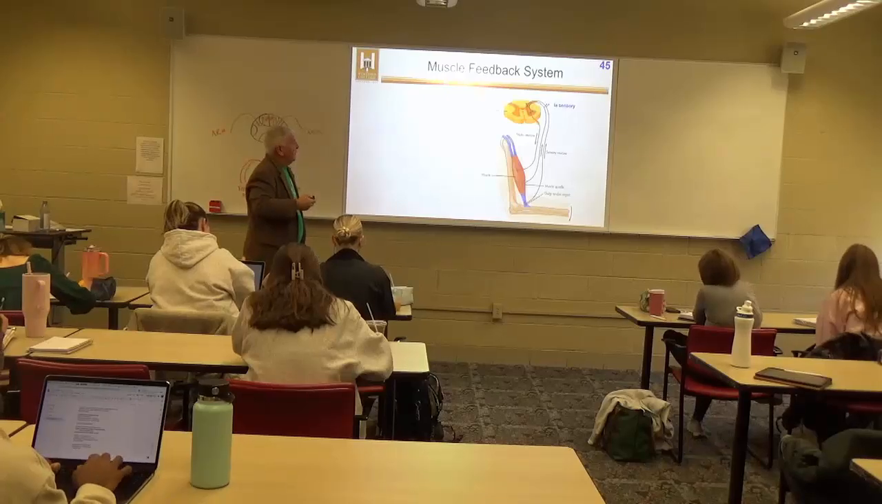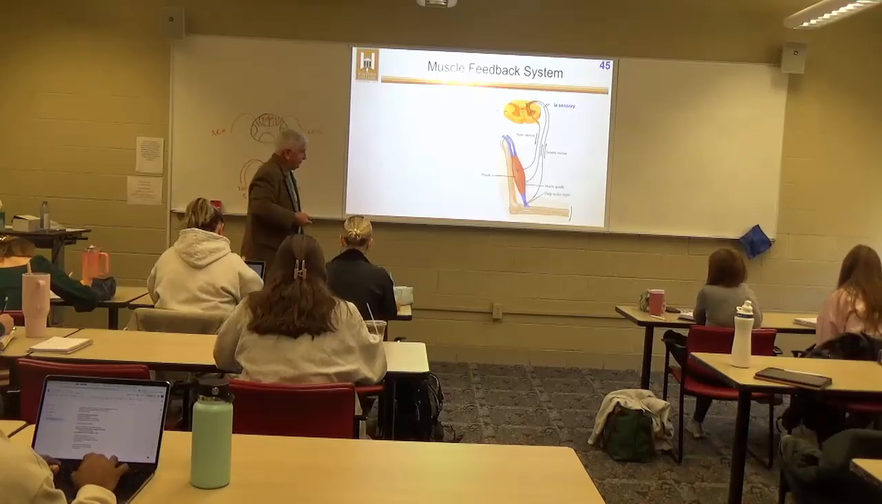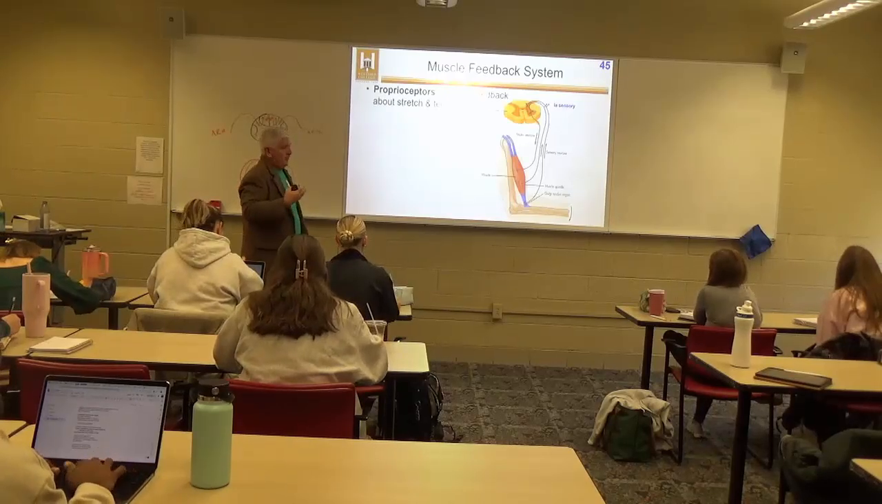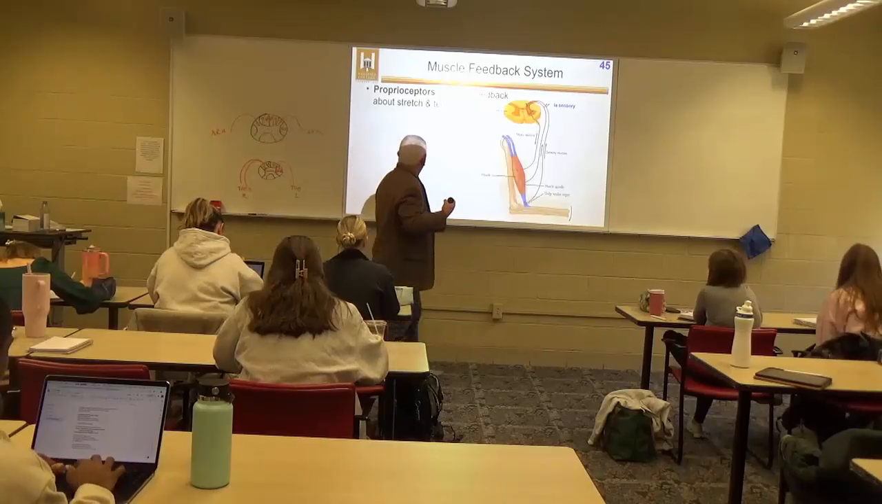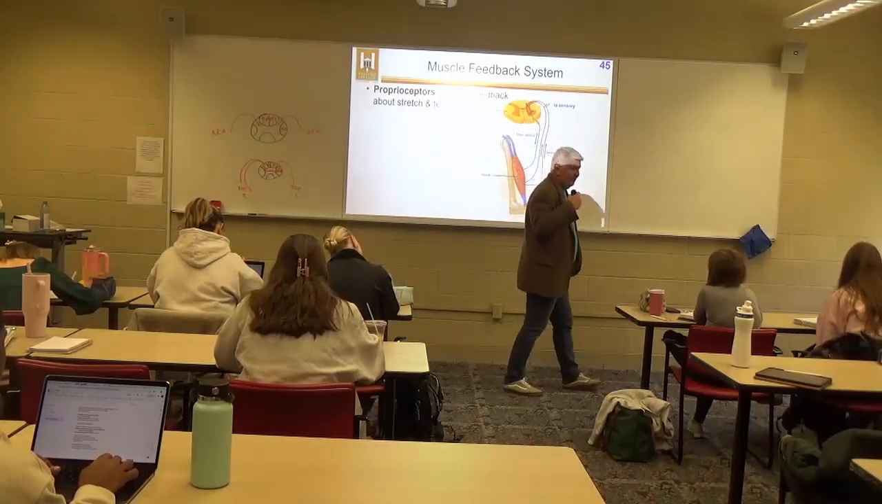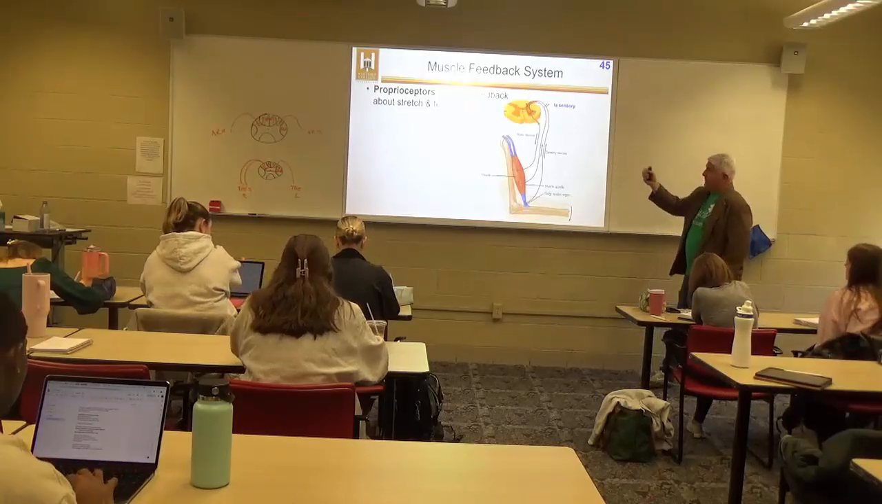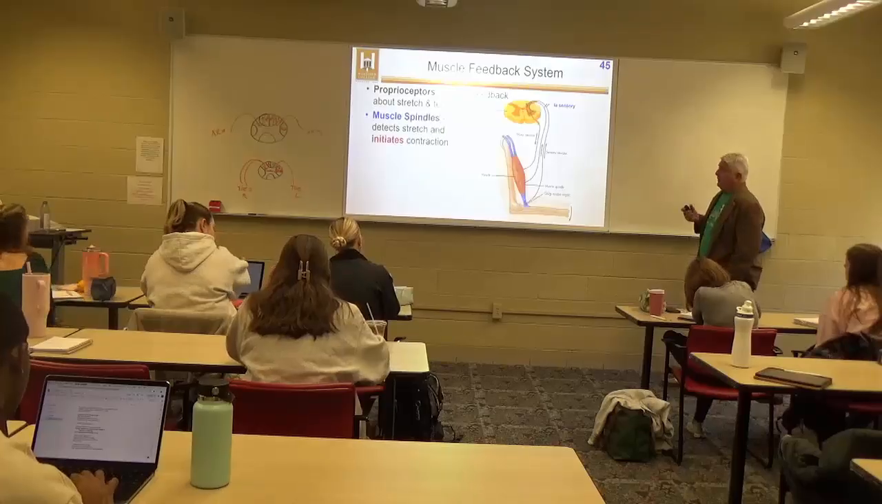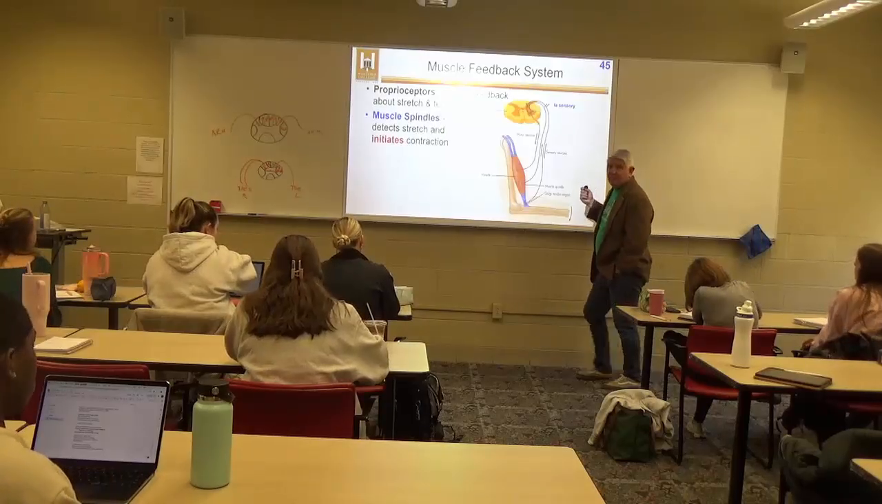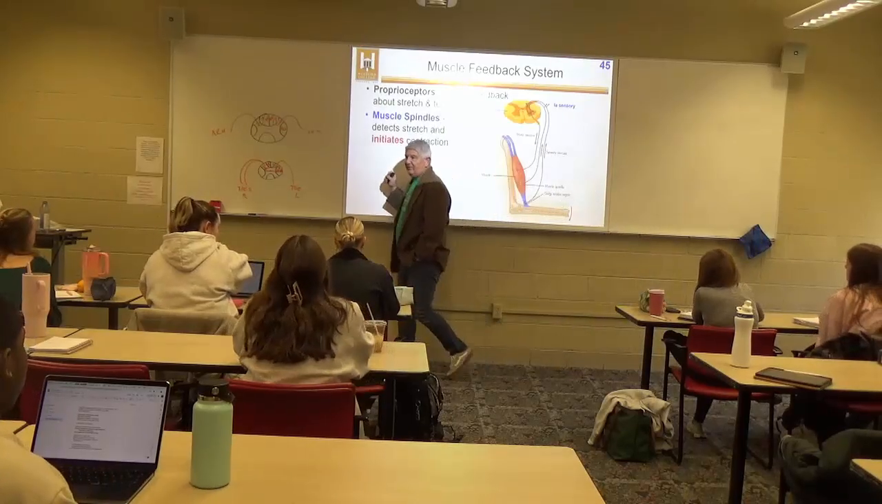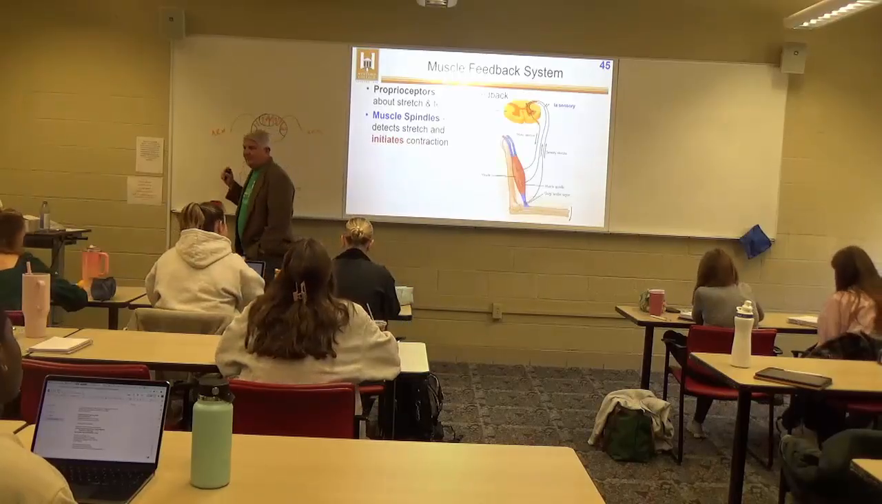All right. Proprioceptors are providing feedback about the stretch and tension of our muscles. This is the kinesthetic system. And so we'll start with the muscle spindles. So put the S of spindles with stretch. Spindles detect stretch.